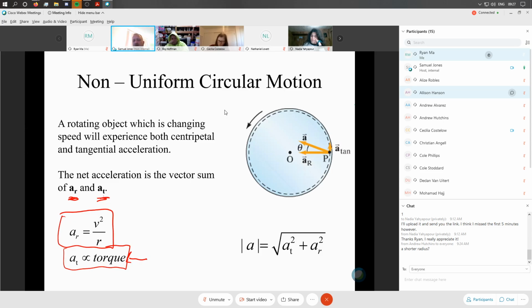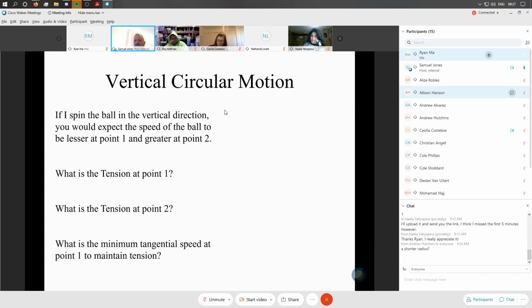I'm going to do this because there are several problems on your homework similar to what we're going to do next. Let's say, instead of, you remember I was spinning the mass around my head like this in a horizontal circle, well, I could also spin it around in front of me like a shield. And then it would be a vertical circle. You guys can imagine that, right?